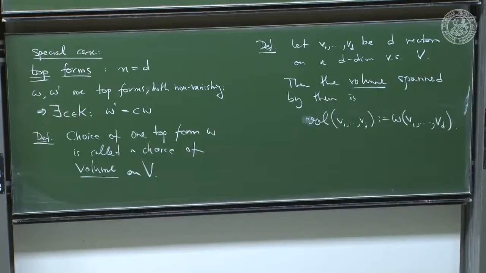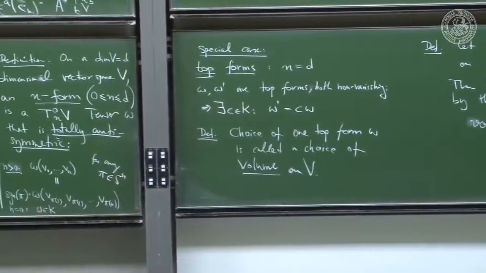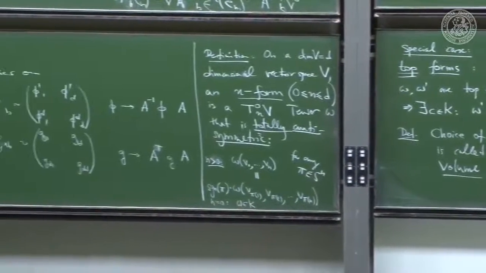So if you wish, a vector space together with a choice of top form can then be called a vector space with volume. So it's additional structure you choose, but all your choice is in the factor.